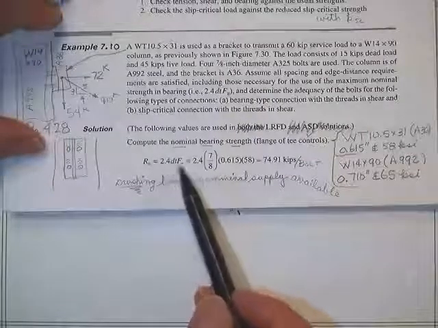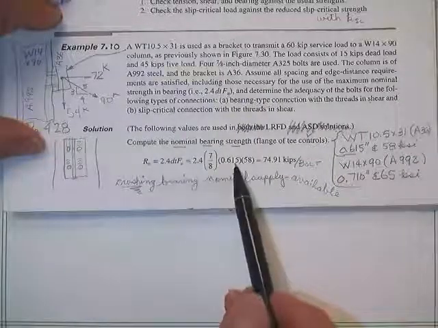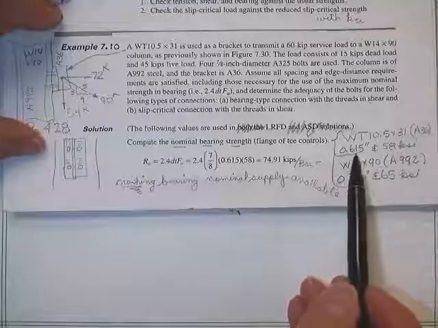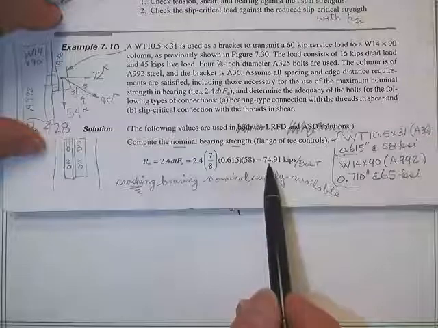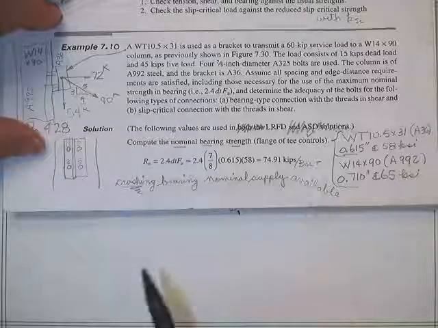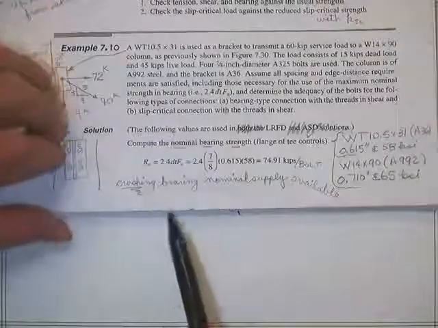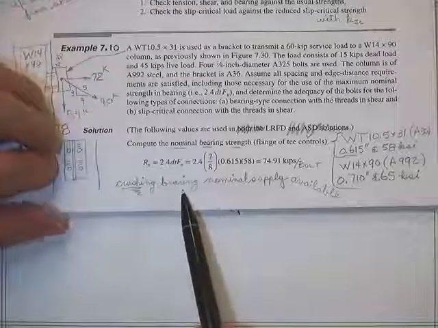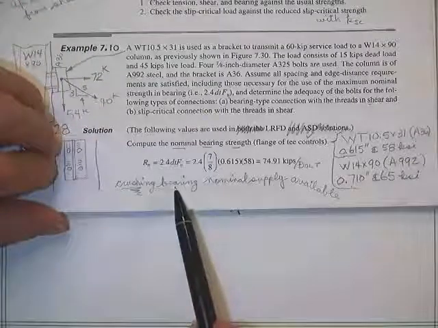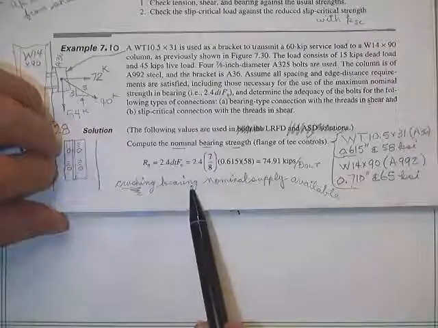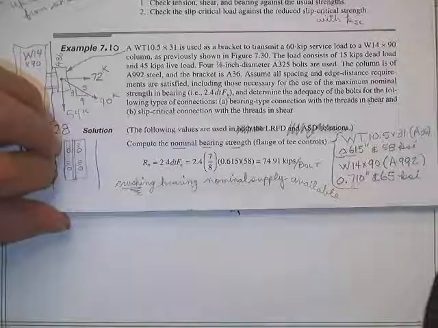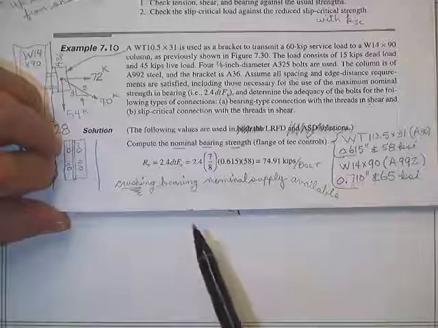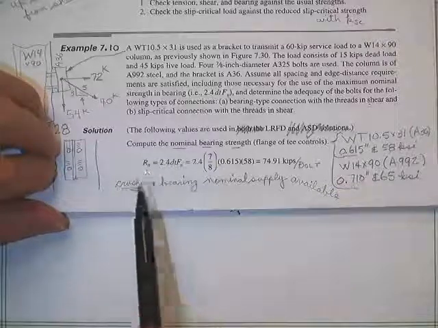So then you get 2.4, diameter of the bolt, thickness of the plate, times F sub u, and you get 74 kips per bolt. That's the crushing bearing. It's a bearing type failure. Plug shear is a bearing type failure. Crushing is a bearing type failure. Nominal supply available. If you want all the words, that's all of them I know that relate to this guy right there.